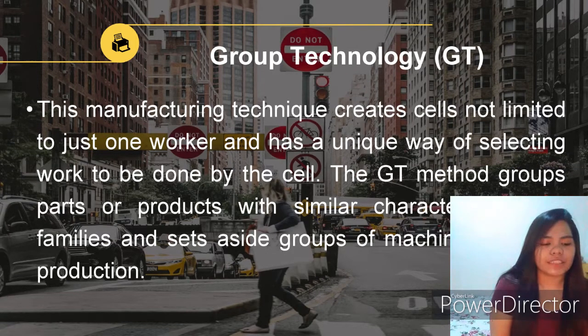Group technology. This manufacturing technique creates cells not limited to just one worker and has a unique way of selecting work to be done by the cell. The GT method groups parts or products with similar characteristics into families and sets aside groups of machines for their production. This GT method creates one or more workers in order to fulfill the task given to the cell.